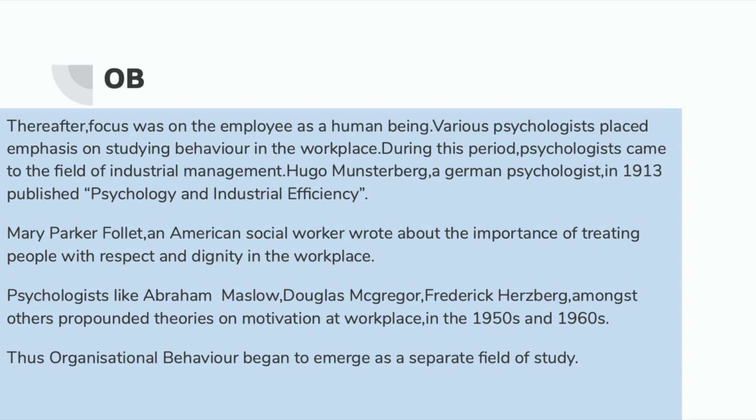And during this period, various psychologists started giving emphasis and studied the behavior in the workplace. So here again, these psychologists realized the importance of human behavior at work, and they began to study this behavior. Out of that, though there were various people involved, one was a German psychologist called Hugo Münsterberg, and he was one of the pioneers in the field of using psychology in industrial management, which today is called industrial psychology. And in 1913, he published a book, Psychology and Industrial Efficiency.